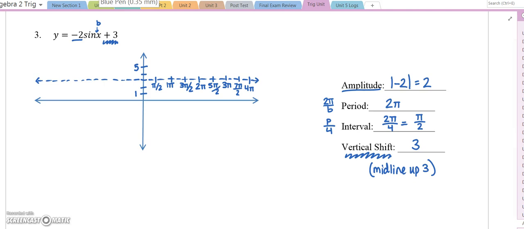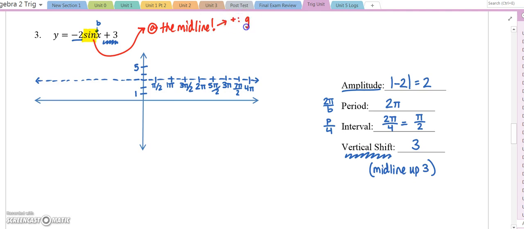Now remember, in order to figure out where to start, we have to look to see if it's sine or cosine. In this case, it's sine. Do you remember where to start when it's sine? At the midline, I hope you said, or thought at least in your head. We start at the midline, and then just remember, if it's positive, we go up next, and if it's negative, we go down next.